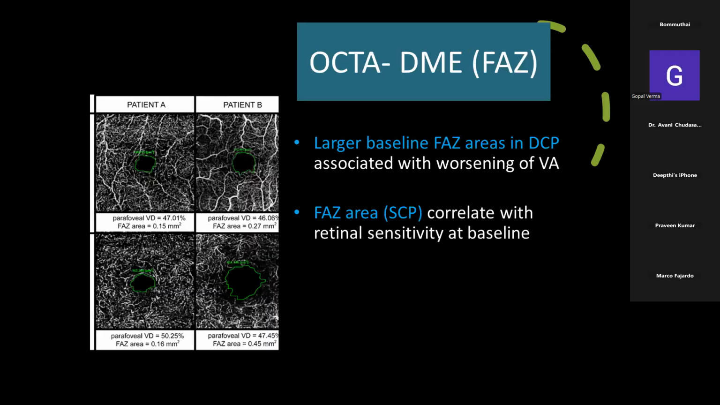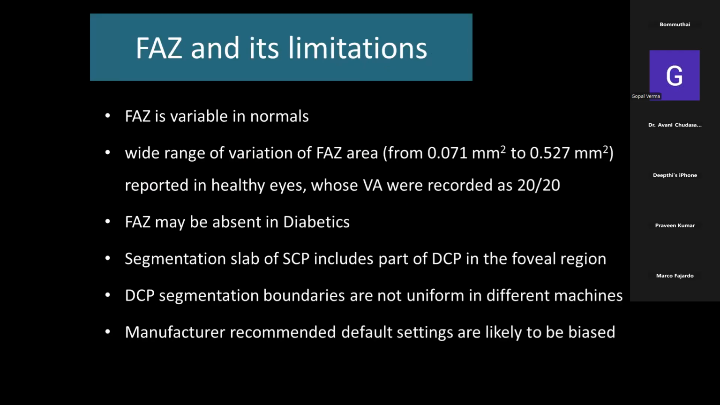But FAZ measurement has its own limitations. For example, FAZ measurements can vary from one person to another. The normal range can vary anywhere from 0.071 to 0.527. And sometimes the FAZ may be absent in some diabetics. And some part of the superficial capillary plexus in segmentation slabs can involve part of the deep capillary plexus, so it gives erroneous readings of the foveal avascular zone.